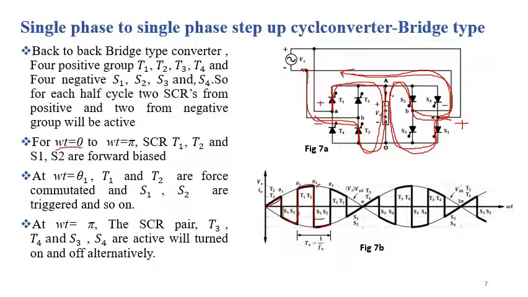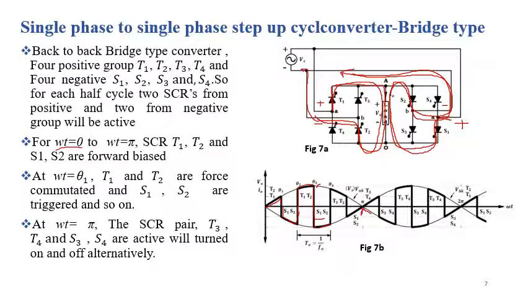Both the SCRs T1 and T2 and S1 and S2 turn on and off alternately up to omega t equal to pi. In other words, we can say that from omega t equal to 0 to pi, the SCRs from the positive group T1 and T2 and the SCRs from the negative group S1 and S2 are active to achieve the output voltage.